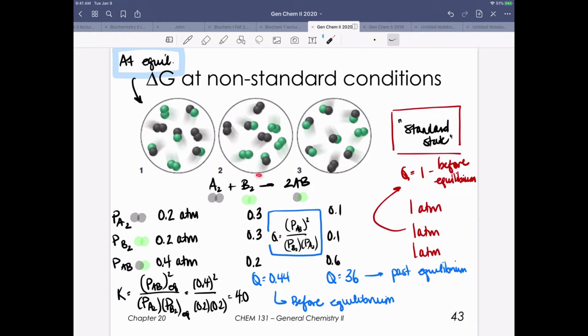So for our second molecular scene, Q is equal to 0.44. So Q is less than K, so we are before our equilibrium. In our third molecular scene here, Q is equal to 36. We've actually gone past our equilibrium. So in this case, we're going to have to turn around and come back.